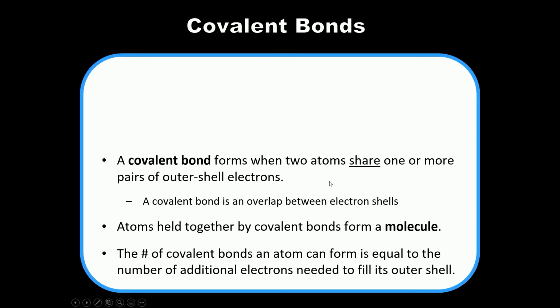So here I have an animation of two hydrogen atoms that are going to collide into each other, and when they collide, they form a covalent bond, which is an overlapping of their two valence shells, and you can see that the electrons are now able to go around both of them simultaneously.